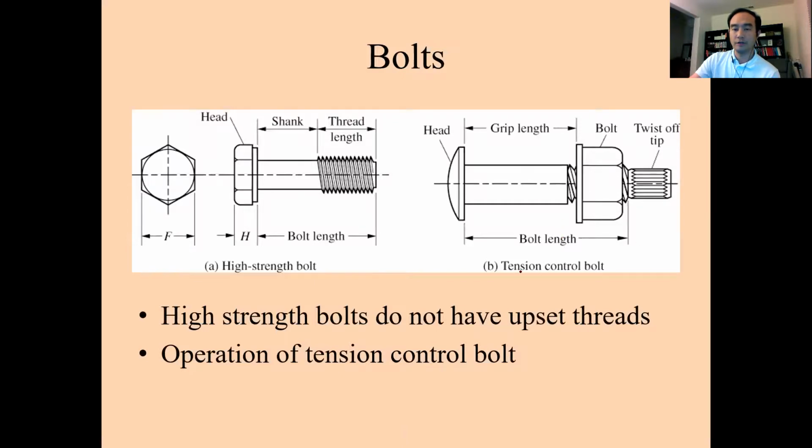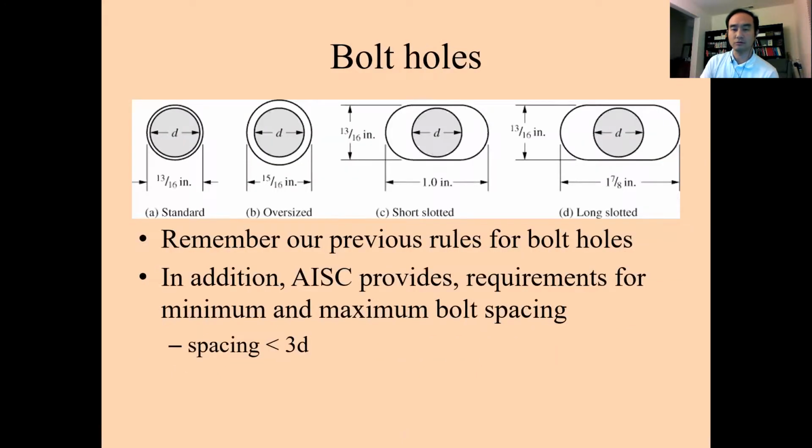But the good thing about this tension control bolt is that when we reach the target strength of the bolt as designed, the twist-off tip will be removed automatically. So we can guarantee that all the bolted connections and all the bolts will maintain the same level of strength. You can easily Google the tension control bolt, and you can see a lot of different kinds of tools and devices for how they fasten the tension control bolt.